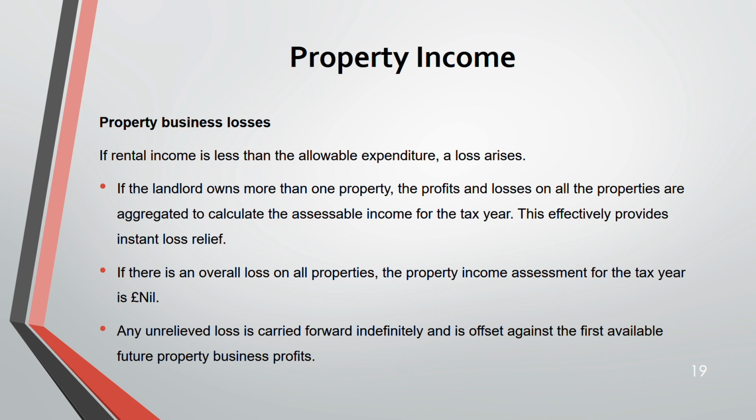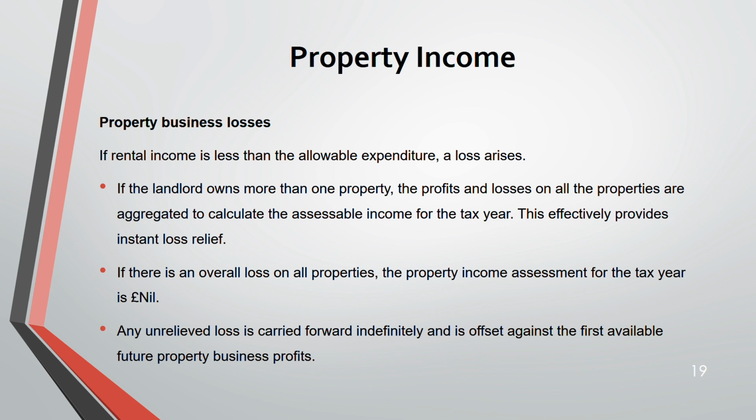So unrelieved loss is carried forward indefinitely and it is offset against the first available property business profit. Remember, not any profit. That profit has to be from property business only. Why did I emphasize this? Because if it's a trading loss, there is another rule. Sometimes you can set it off against all types of profit, sometimes specifically against that type of profit, like property income. So if it's a property loss, you can offset only against property profit.